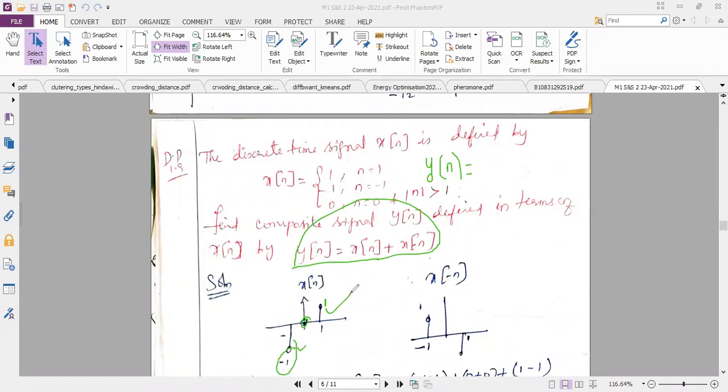Since we have different sample values, I have to add the sample values at each n value and present the output. So now I am moving from left to right. So left to right, you can see here. At n is equal to -1. You see n is equal to -1. Here also n is equal to -1. Now Suhas, can you tell me at n is equal to -1 for the first signal, what is the amplitude?